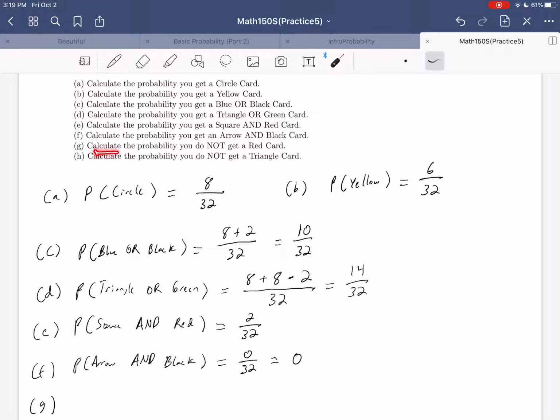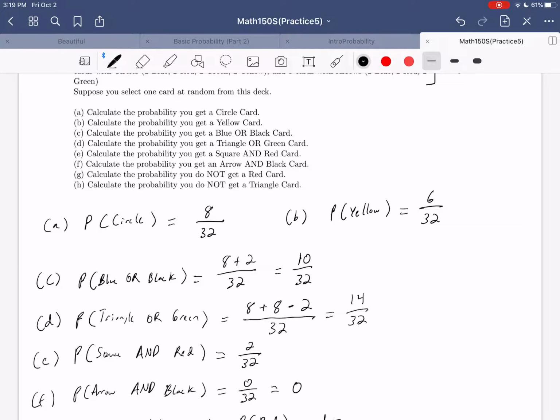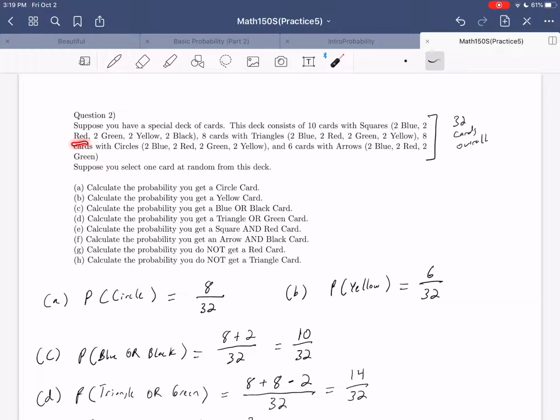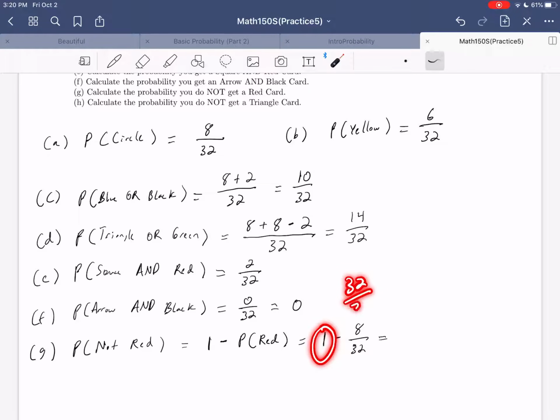G, the probability you do not get a red card, so probability not red. We could certainly go up and count up all the other colors, but this is something where we can use that complement rule and make it a little bit easier. So we do 1 minus the probability of red. What's the chance we get a red card? Well, there are 2 reds there, 2 reds there, 2 reds, and 2 reds. So that's 8 overall, so 8 over 32. You can, of course, make a common denominator by thinking about this as 32 over 32 minus 8 over 32. And that would be 24 over 32.